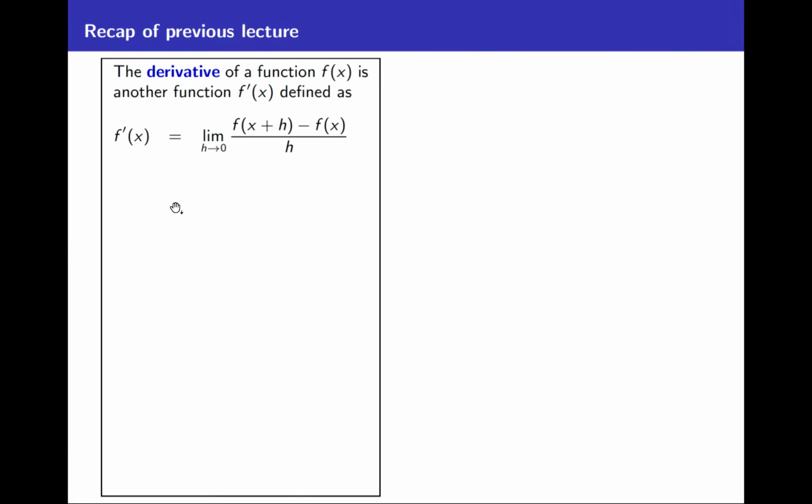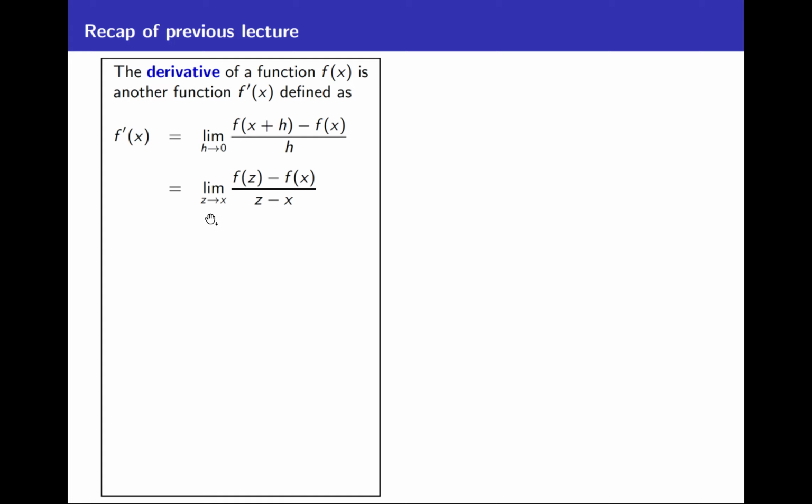We had this very important idea of the derivative of a function f of x. It's another function, f prime of x, defined by the rule f prime of x equals the limit as h approaches 0 of f of x plus h minus f of x divided by h. So when you plug in an x to f prime, the value you get for an output is the value of this limit for that particular x. You take the limit as h goes to 0 of this quotient.